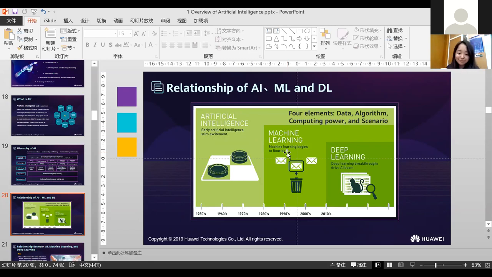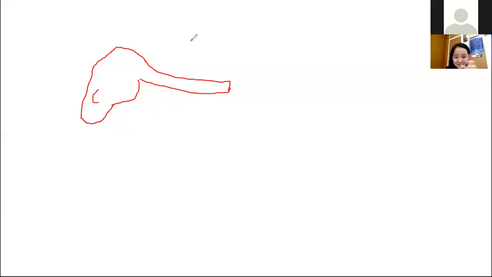So, any other example? Yes. Alexa is also an example of AI, of artificial intelligence. Pardon? Sorry? Alexa. Alexa.